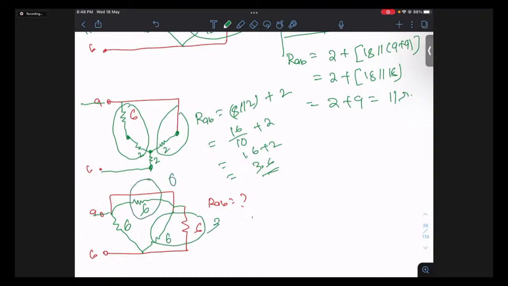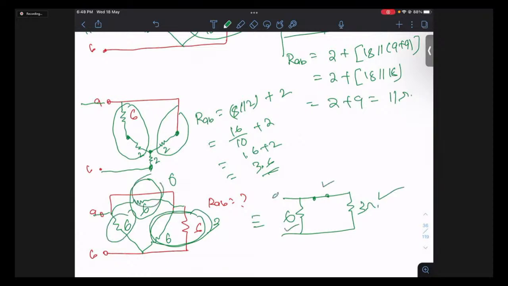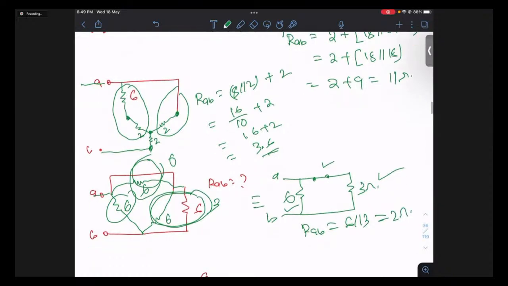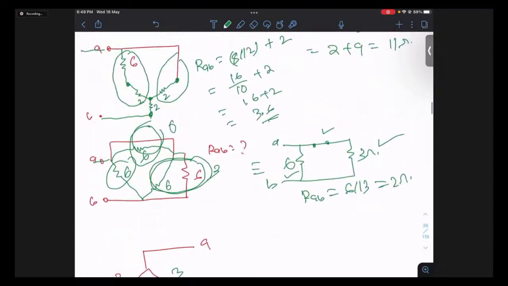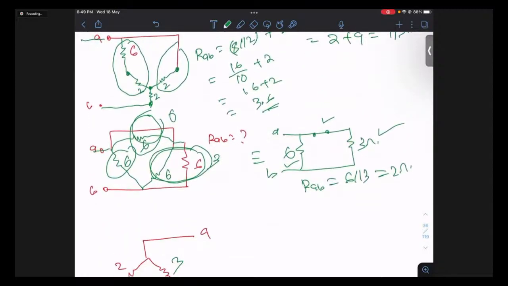And this is 6. So this can be redrawn as this is 6. This is 0, which means it is a shorted path. And this is 3 ohms. So this is 3, this is 6, and this is 0. So now this is R of AB. That happens to be 6 parallel with 3, and that happens to be 2 ohms. Okay? So this answer is 2 ohms. Hopefully all of you are getting the same answer, 2 ohms.